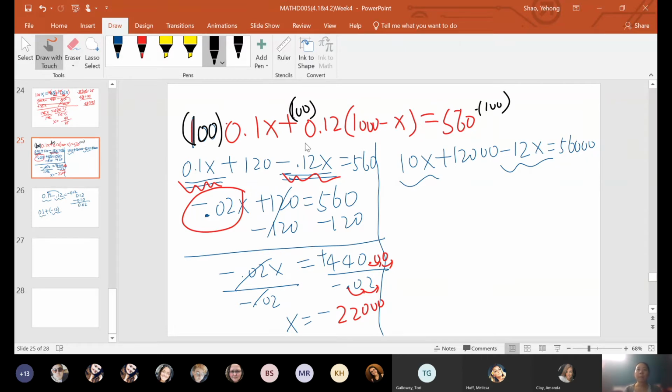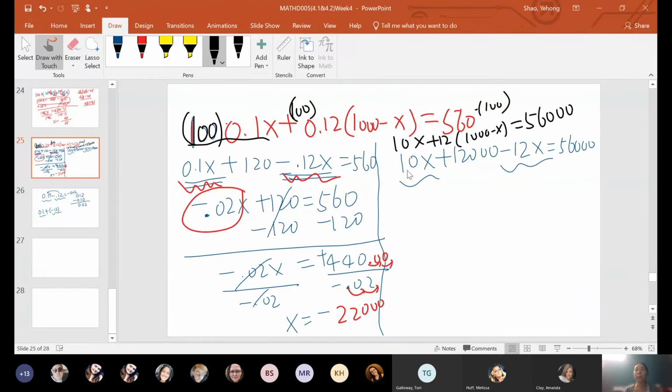Okay. Now, 0.1 times 100, that gives you 10x. And 0.12 times 100, 12. We're going to keep the parentheses. On the right side, 560 times 100, 56,000. So you're going to get big numbers, but you don't have to deal with decimals. After that, you distribute 12. That's what you should get in this step. So 10x, 12 times 1,000 is 12,000. 12 times negative x, it's negative 12x.